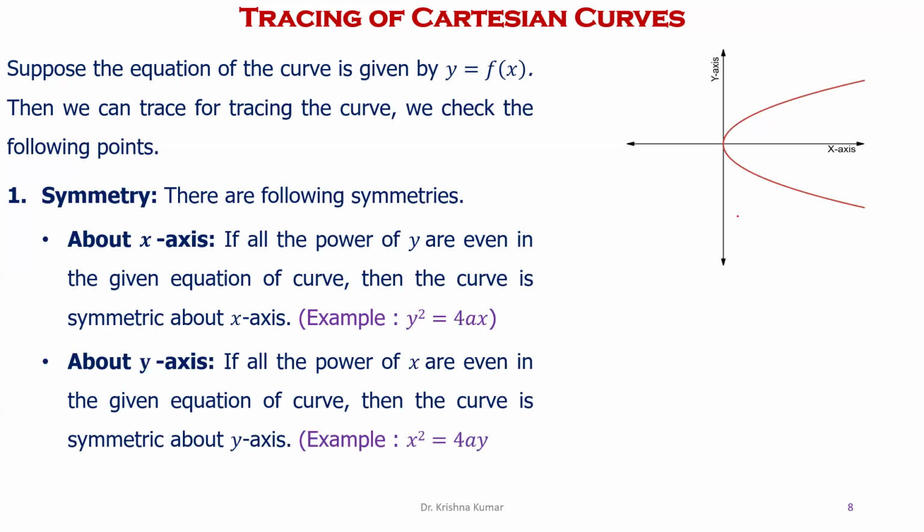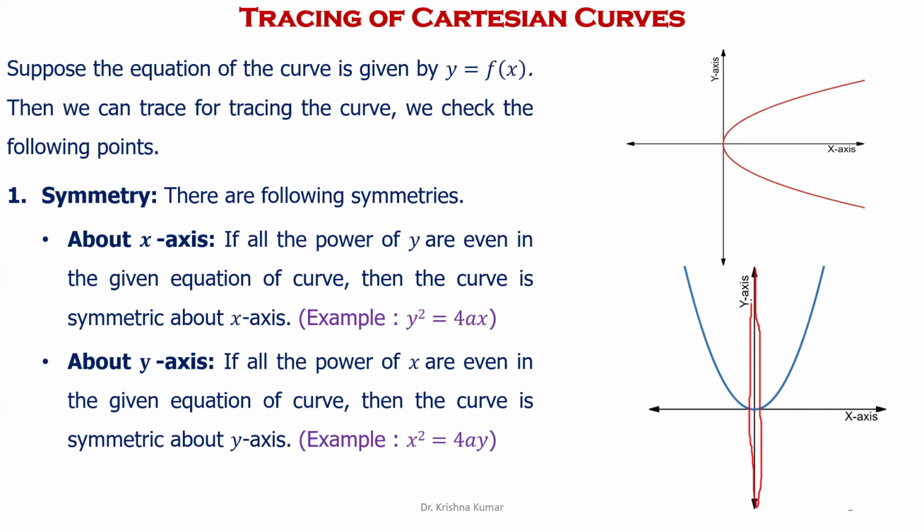For example, x square is equal to 4ay. Just look here. This is the y-axis, and this curve is symmetric about this axis, because if we fold along this y-axis, the curve will overlap itself. So the curve is symmetric about this y-axis.